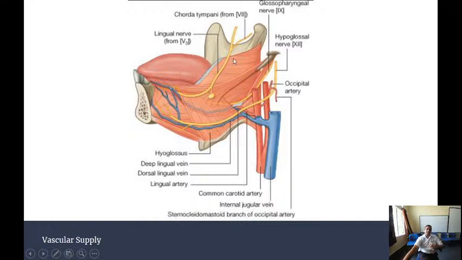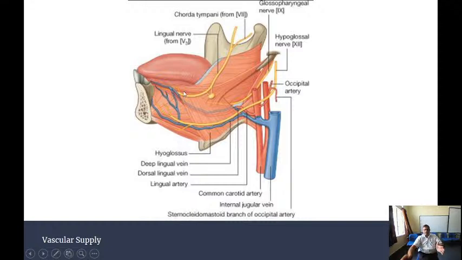The secretomotor fibers travel in the facial nerve, and once again they come via the chorda tympani nerve and then join the lingual nerve, and in the submandibular region it forms a ganglion, the submandibular ganglion. From there these parasympathetic secretomotor fibers are supplied to the submandibular gland and the sublingual glands.